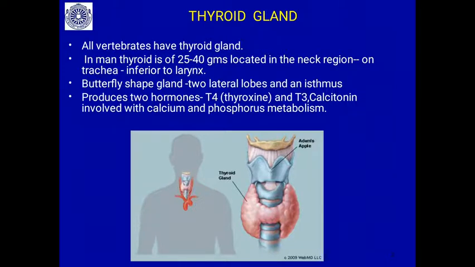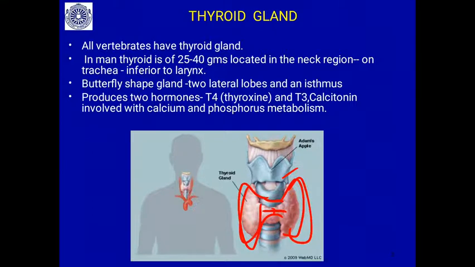In humans, the thyroid gland is located in the neck region, on the trachea, just below the larynx. Just below the larynx you can see a butterfly-like structure, the thyroid gland. The lateral lobes are connected by a portion called the isthmus. It weighs about 25 to 40 grams.